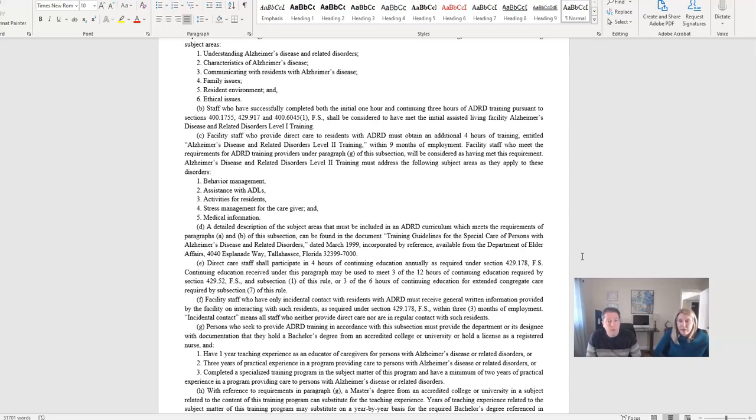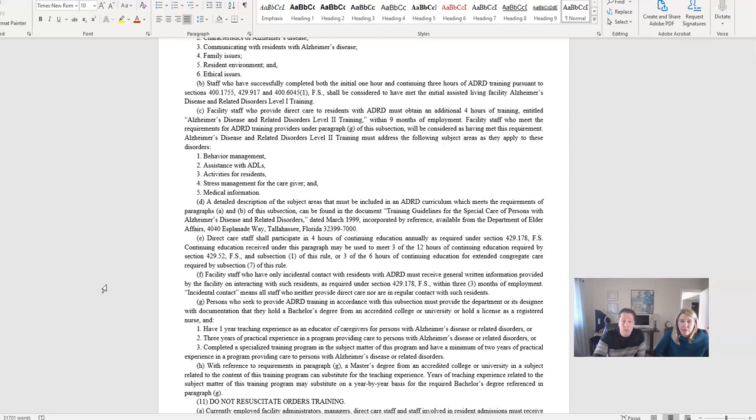So the next section, 1 through 5, tells the topics that will be addressed in the training. You don't need to know that for the test, but just become familiar with it. D. A detailed description of the subject areas that must be included, which meets the requirements, can be found in the training guidelines. Okay, that's not that important.